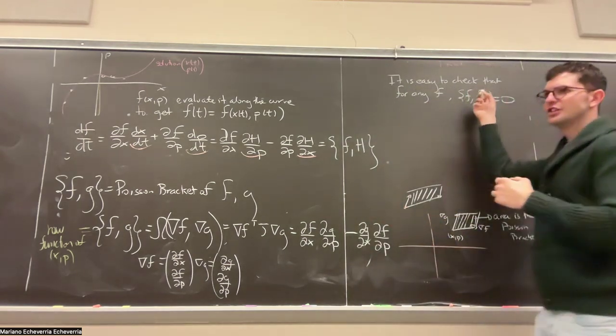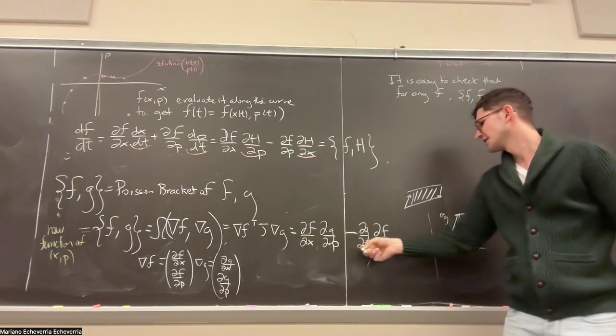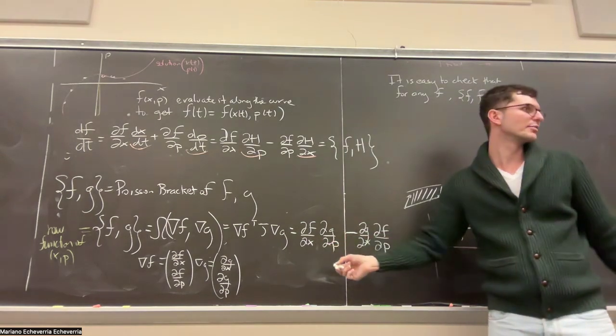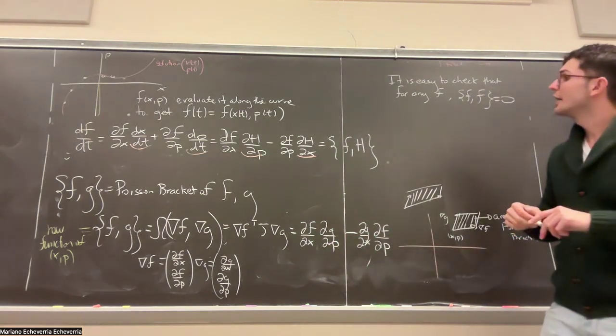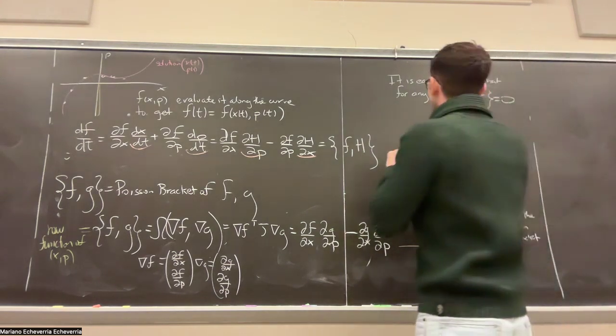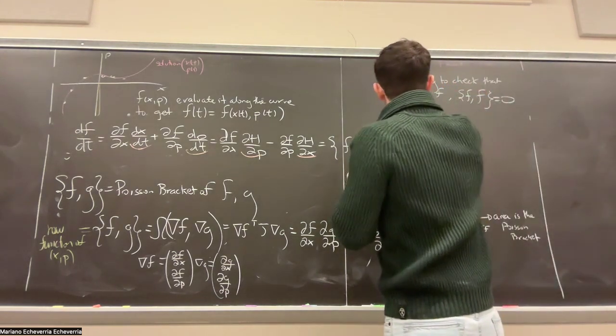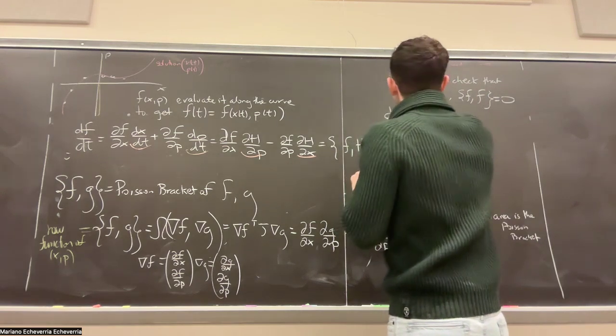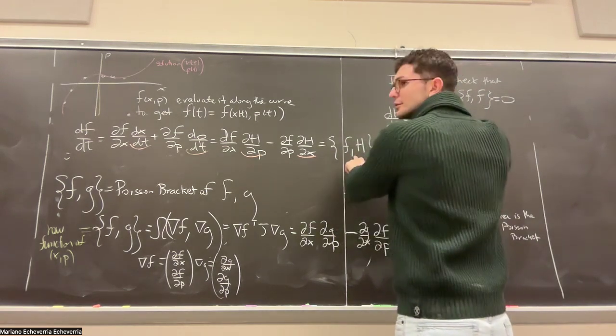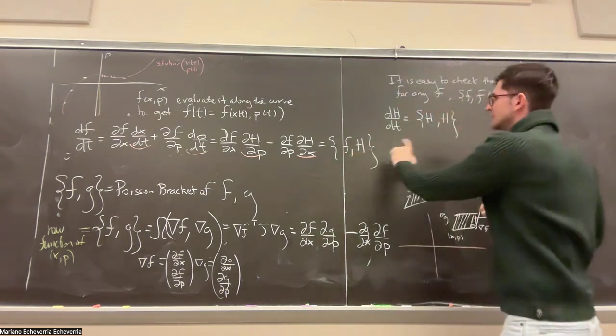If you take f and g to be the same here, this expression is completely the same. So what does that tell you? What is the derivative of the Hamiltonian with respect to time? It's a Poisson bracket of h with itself, because of this result.